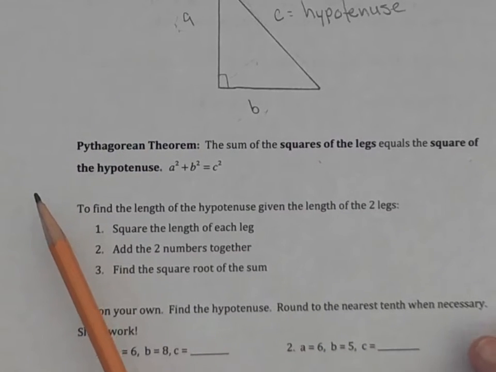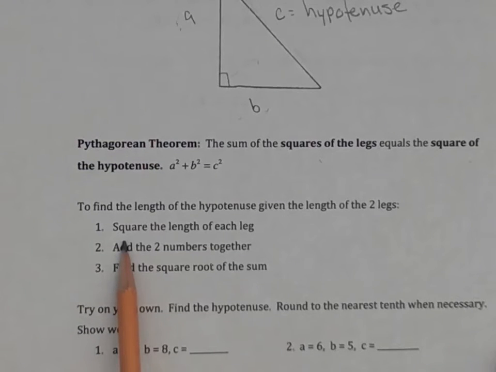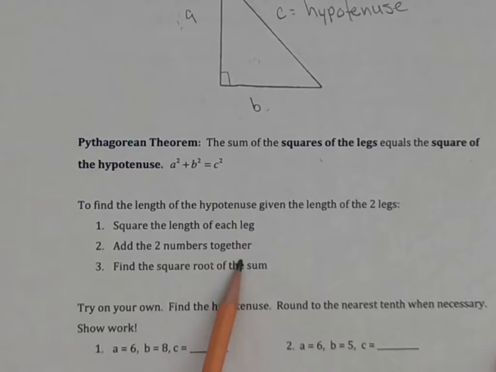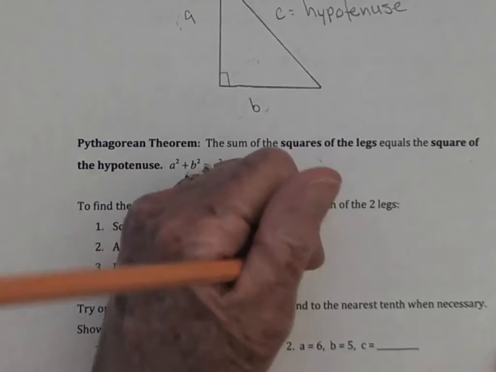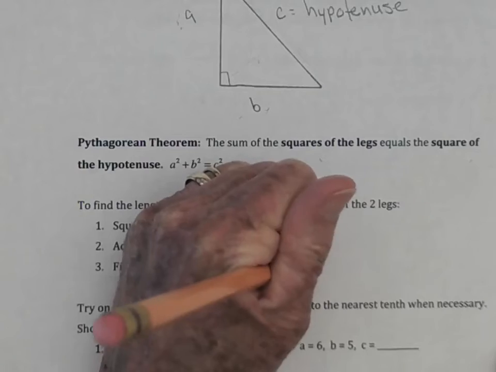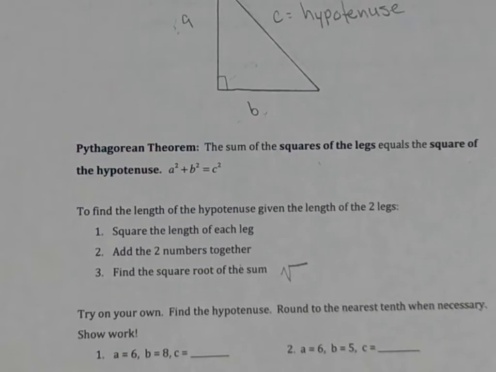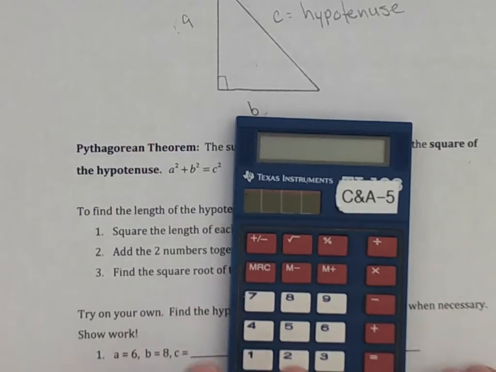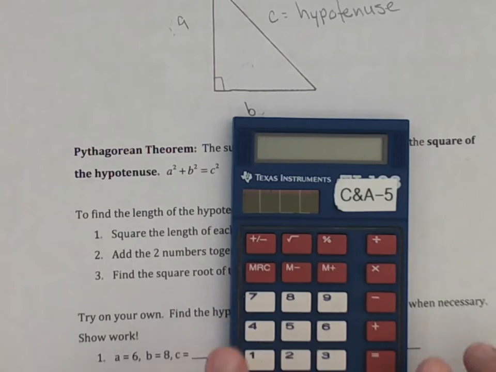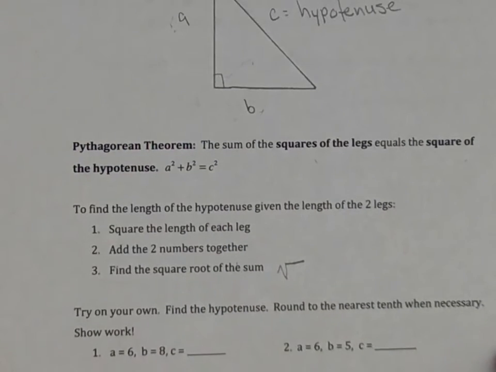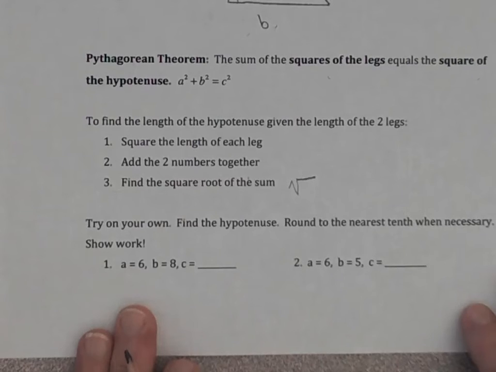So the steps in order of doing this, if you are given the two legs and you want the hypotenuse, is that you are going to square the length of each leg. Remember, that means you're going to multiply it times itself. And then you're going to add those two numbers together, that means getting the sum, and then you're going to find the square root. Well, to find the square root, it's the opposite of squaring a number, and you use that symbol there. On your calculator, it's that symbol right there. So let's do one together here, and then you'll do the other one on your own.